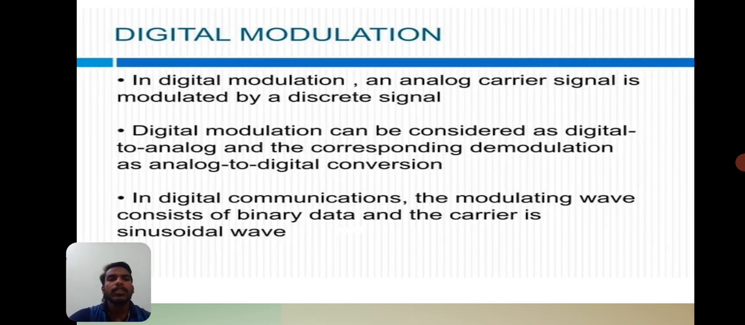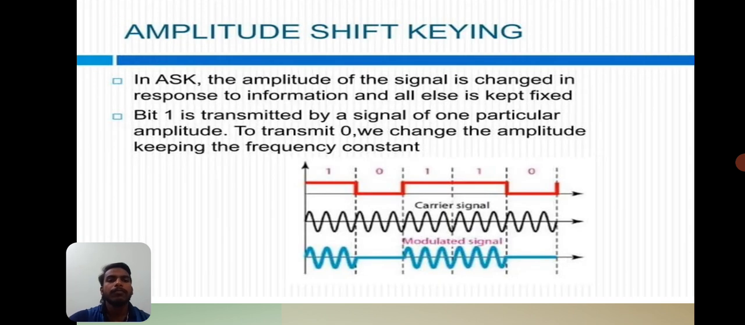Digital modulation. In digital modulation, an analog carrier signal is modulated by a discrete signal. Digital modulation can be considered as digital to analog conversion and the corresponding demodulation as analog to digital conversion. In digital communication, the modulating wave consists of binary data and the carrier is a sinusoidal wave.